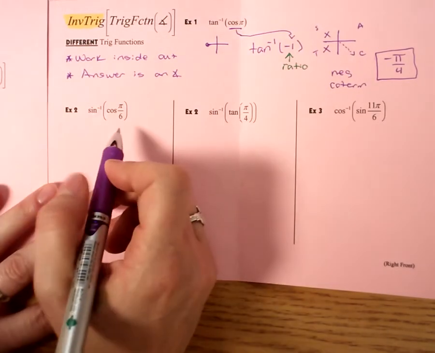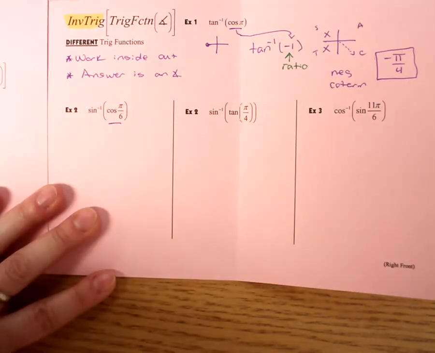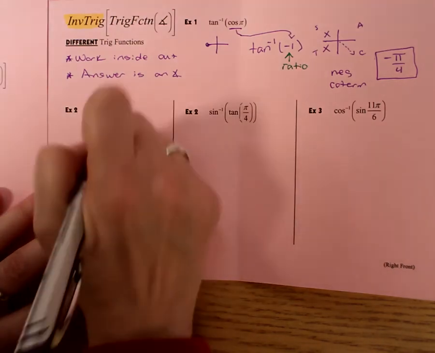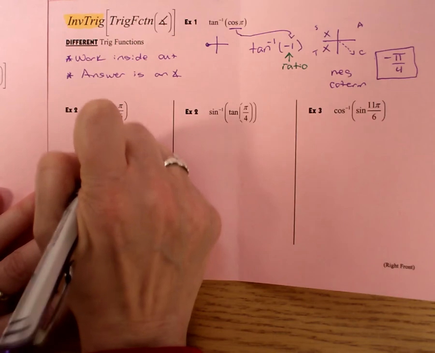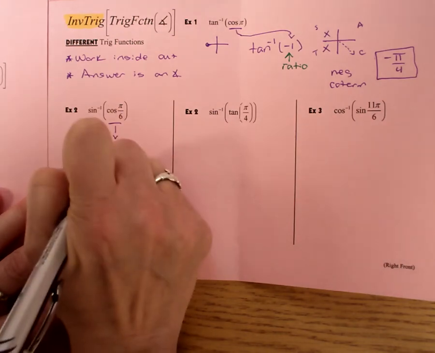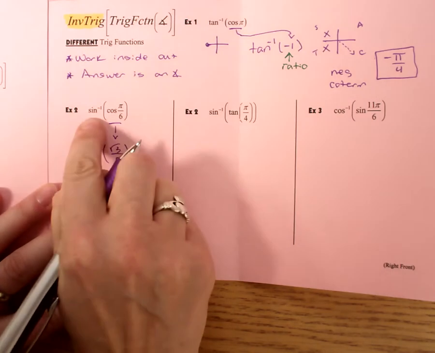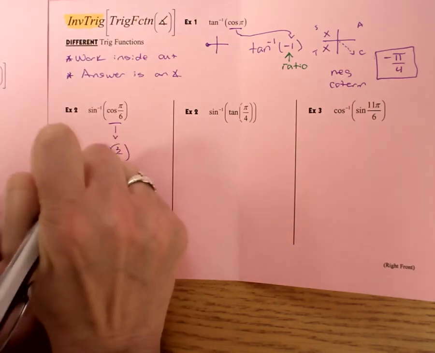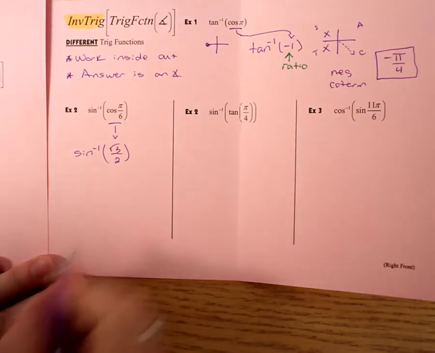So we can do a couple more examples here. Again, we can work with our inner function first. Cosine of pi over 6. Again, cosine is going to be my x-coordinate at pi over 6. So that piece is going to give me square root of 3 over 2. Bring down your inverse function. So now I have inverse sine of square root of 3 over 2.